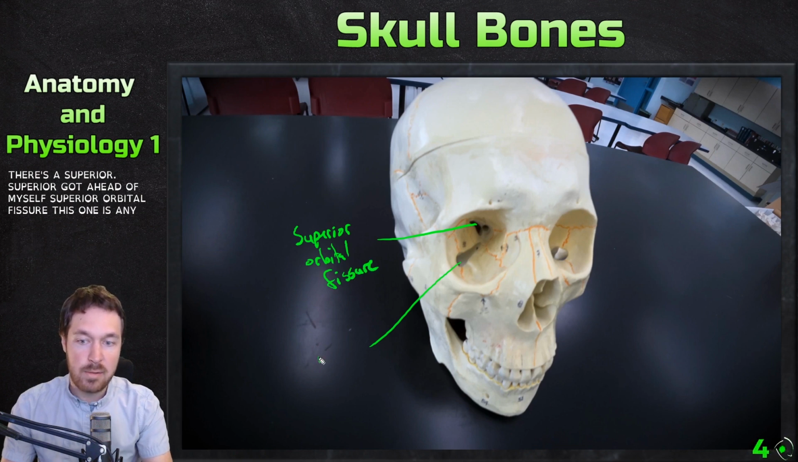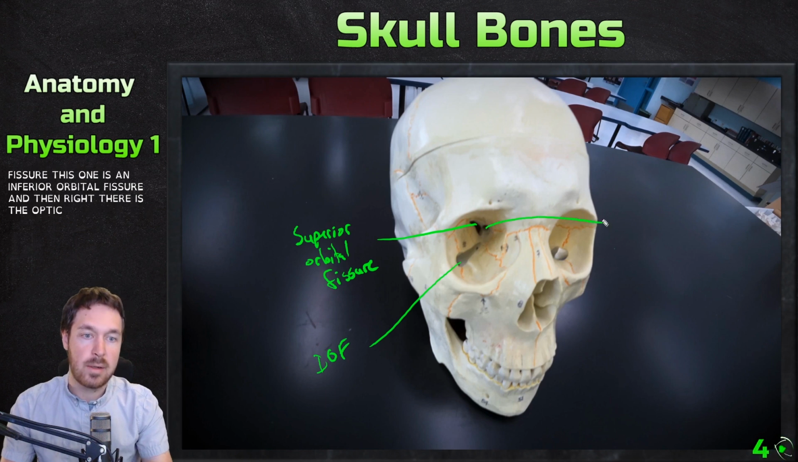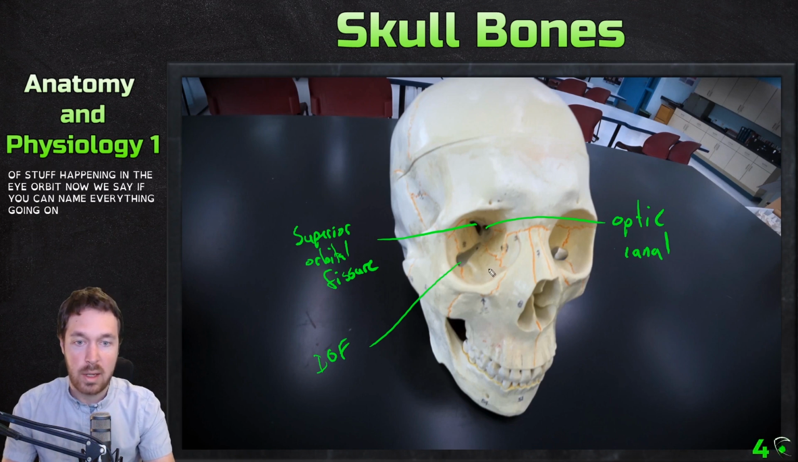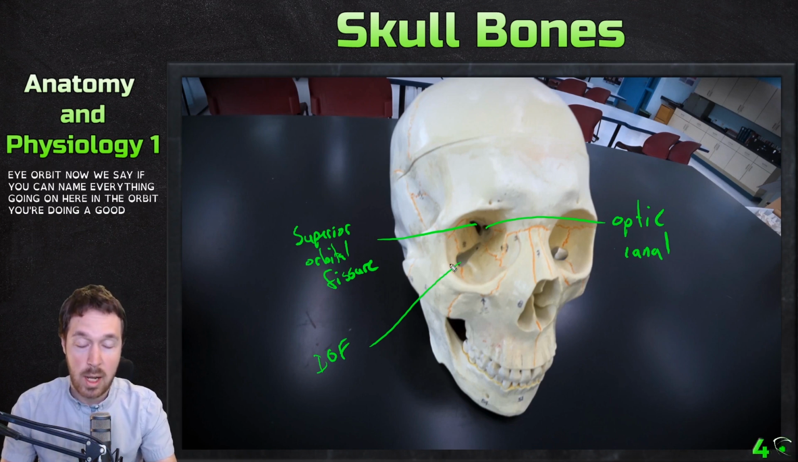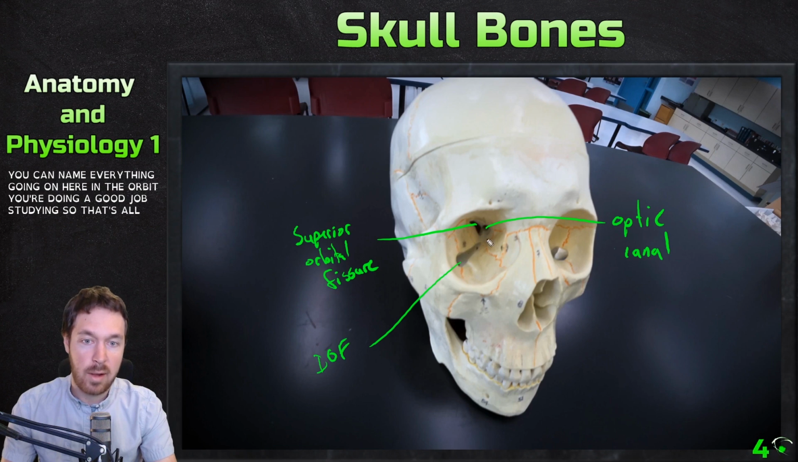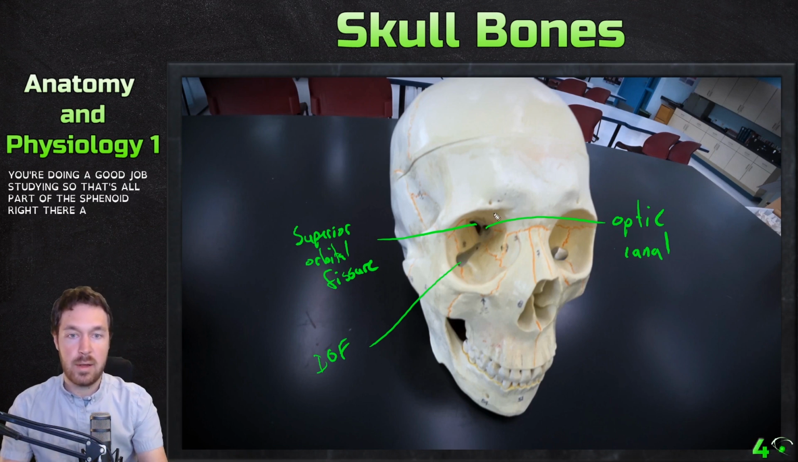This one is in the inferior orbital fissure. And then right there is the optic canal. So lots of stuff happening in the eye orbit. And I always say, if you can name everything going on here in the orbit, you're doing a good job studying. So that's all part of the sphenoid right there as well.